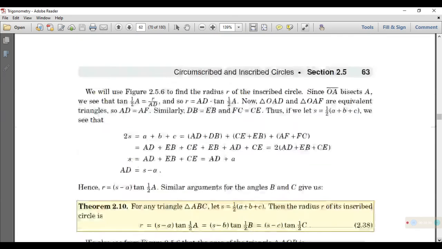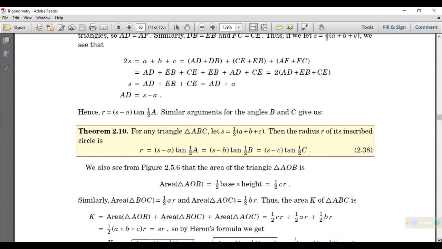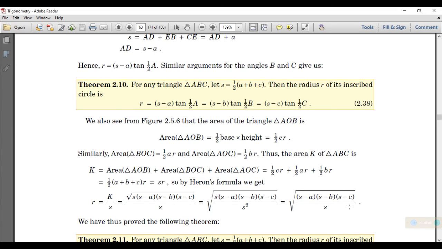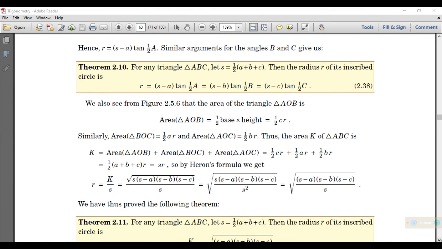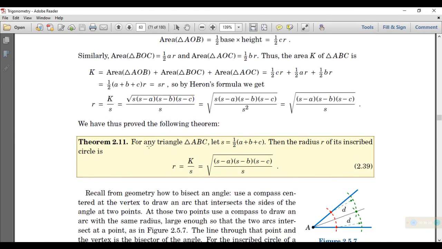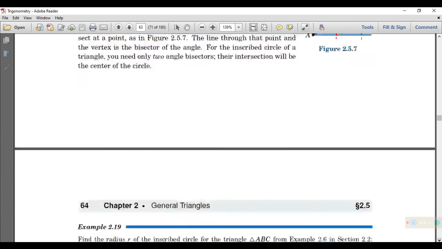So, since na-prove na natin or napakita na natin yung derivation for this one, yung dito, hindi ko na siya mapakita. But for finding the radius, given that you have the area, for any triangle ABC, let S be equal to 1/2 (A plus B plus C), then the radius R of its inscribed circle is, based sa area ha, K over S, which is equal to the square root of (S minus A)(S minus B)(S minus C) over S. Okay? So, end na natin siya dito.